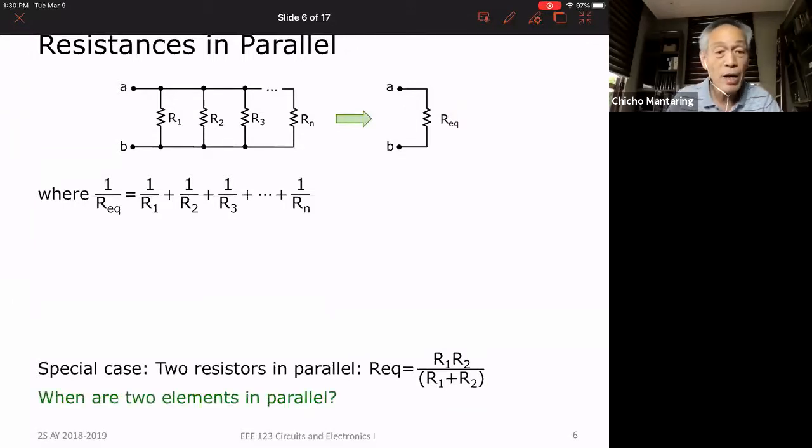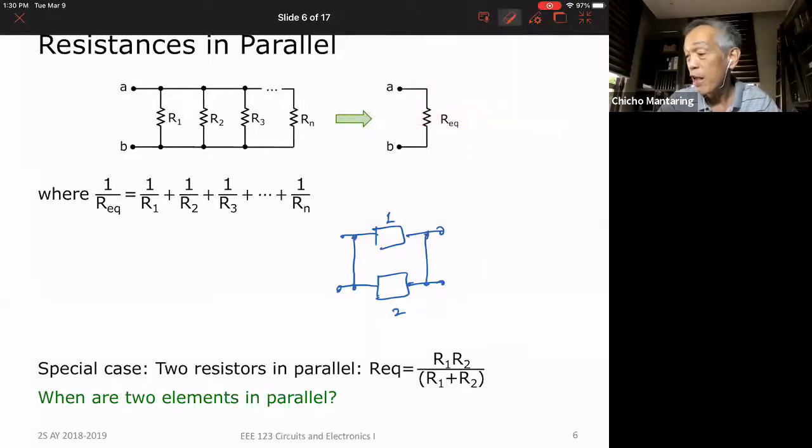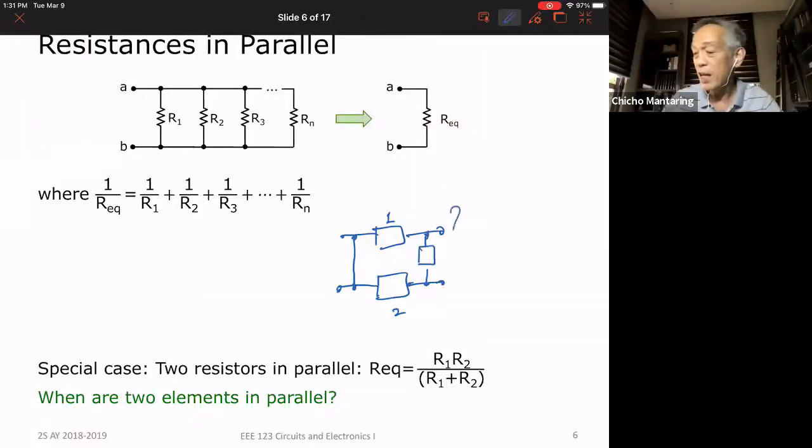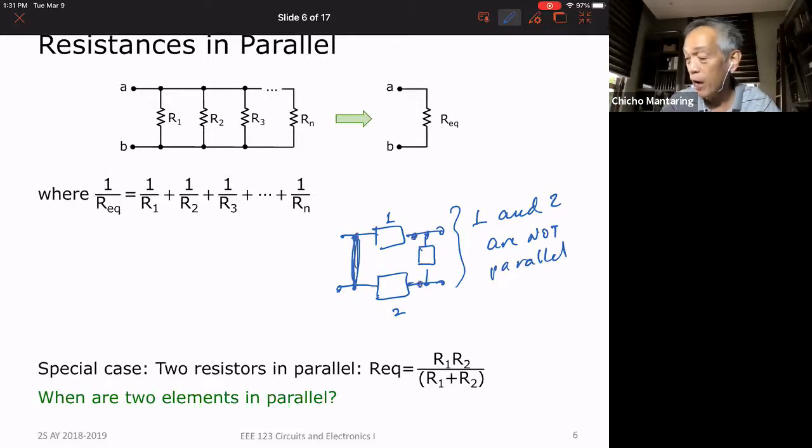Okay. Now, when are two elements in parallel? And I also already discussed this. No? First of all, for them to be in parallel, okay, they must be connected at both their terminals. So this is one and two are parallel. They must be connected at both their terminals. Okay. If there's another element here, this is not parallel, no? One and two are not parallel. Kasi para maging parallel sila, dapat nakabit sila rito, dapat ito at saka ito nakabit din. No? Pero merong sumingit dito, no? So one and two are not in parallel.